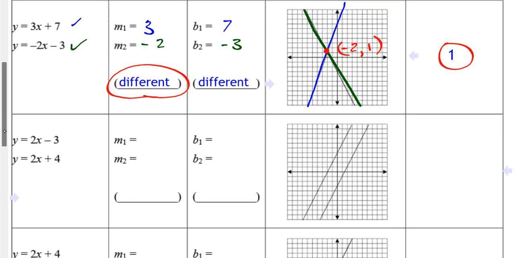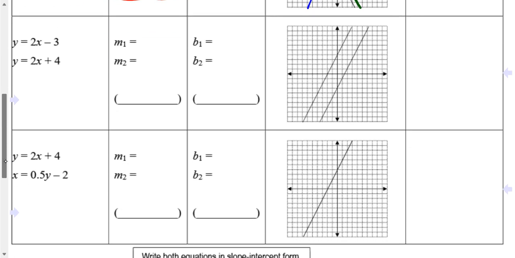Let's look at the next system. In the first equation, we can see that our slope is 2, y-intercept negative 3. The second equation, slope is 2, y-intercept positive 4. And again, as we summarize what's the same and what's different, we can see that we have the same slope, different y-intercepts. If this happens, then we end up with two lines that are parallel.